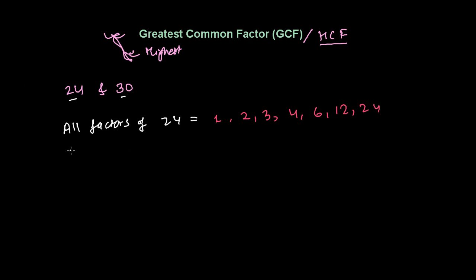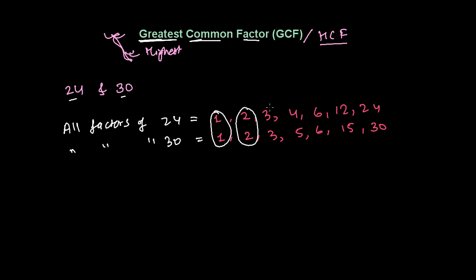And let's write now all factors of 30. So all factors of 30, that's 1 also here, 2 can also divide, 3 can also divide, 5 can also divide, 6 can also divide, and now 15 can also divide this 30, and the number itself. Now look here, it's the greatest common factor. Let's first find all the common factors. 1 is common here, 2 is common here, 3 is common here, 6 is common here, and no more is common. And among these common things, which one is greatest?